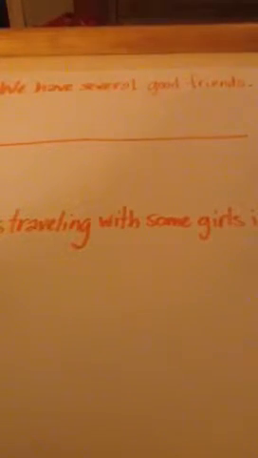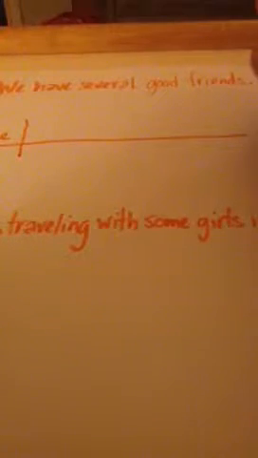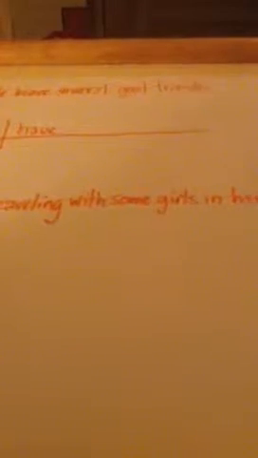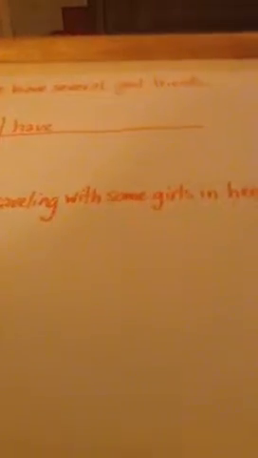My first sentence is a pretty easy one. It is, we have several good friends. In this sentence, start with the baseline. And in this sentence, we is my subject. I'm going to put my bisector. And then the verb is have. And then the direct object would be friends. Let's put that.